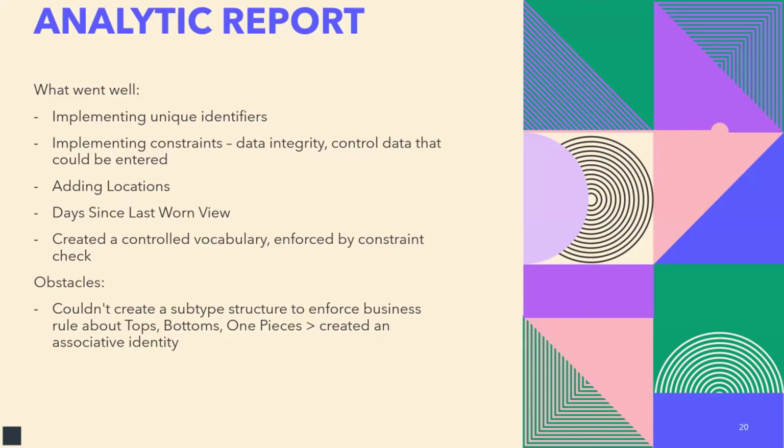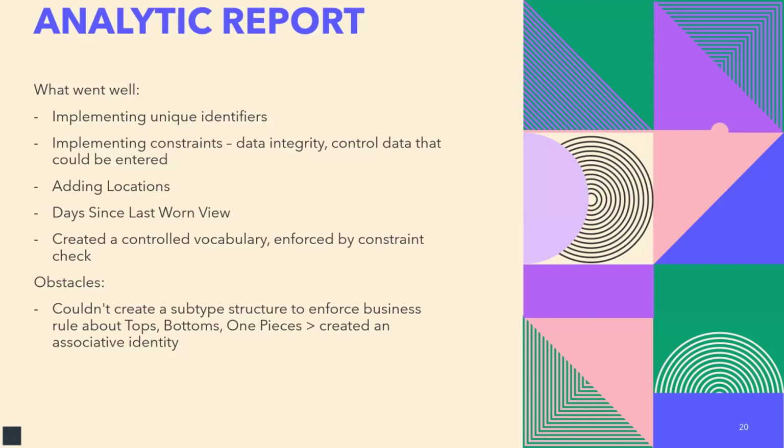We also added the locations entity, which was not something that the original Clueless movie had, and this will allow us to make sure we don't lose any of our articles or that we can find them whenever we need them. Our days since last worn view is also especially useful because it shows us when we wore an outfit way too long ago, it might be old enough for us to retire it, or if we need to wash an outfit, etc.